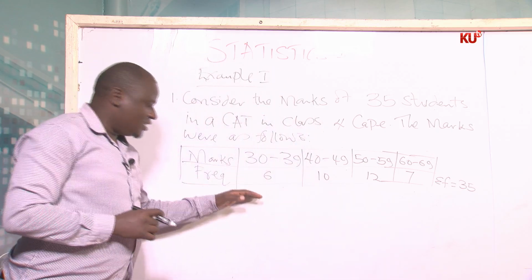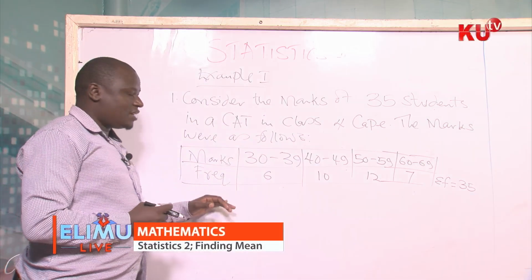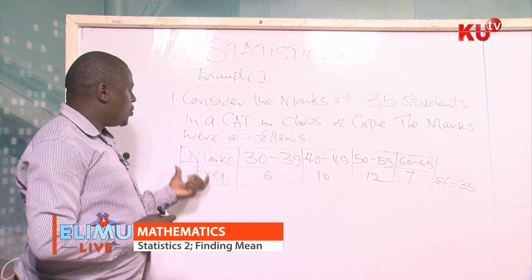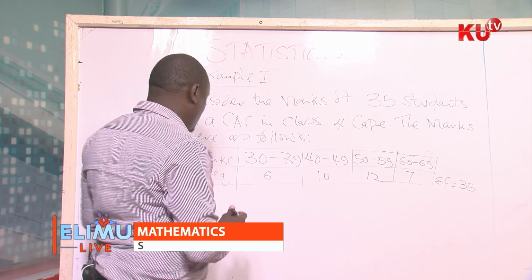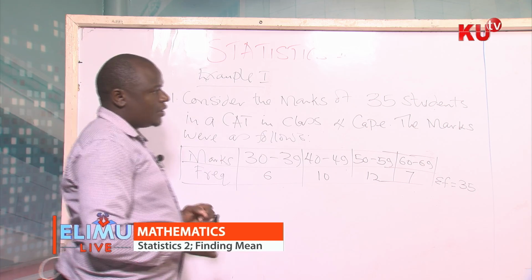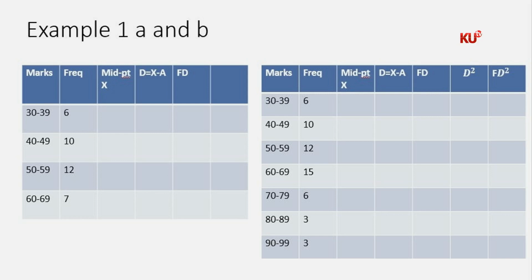Now, how do we calculate mean using assumed mean using this data? Now, class, this is what we are going to do. We are going to draw this table in a portrait form so that we change the orientation. Allow us to look at our board. You have your 30 to 39, you have 6 students. 40 to 49, you have 10 students. 50 to 59, you have 12 students. And 60 to 69, you have 7 students.